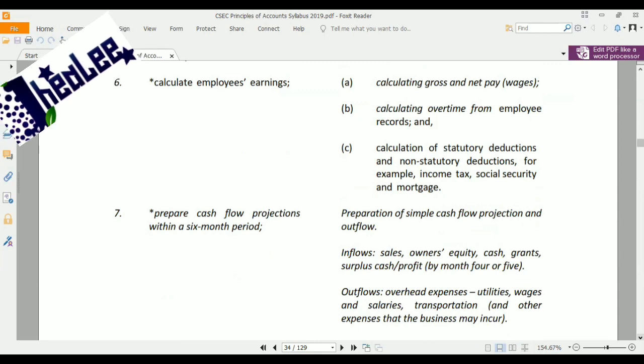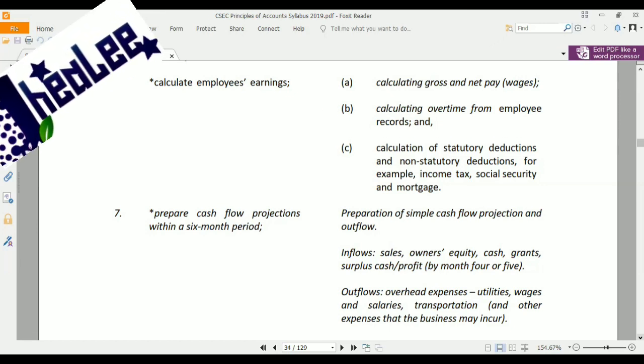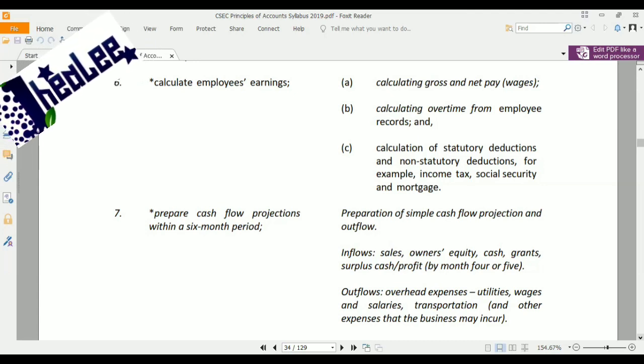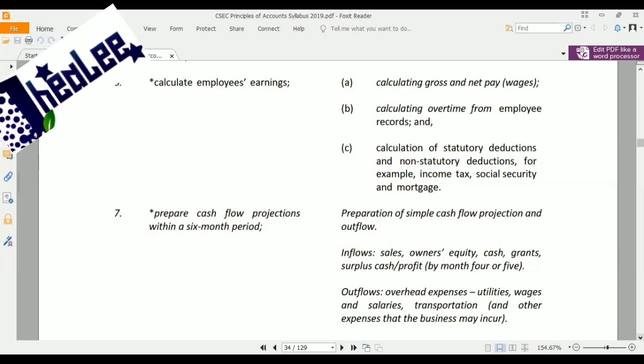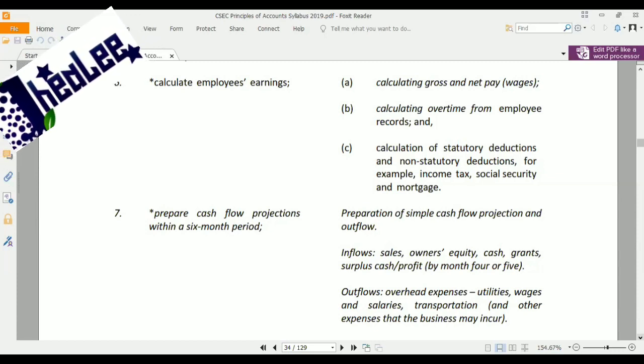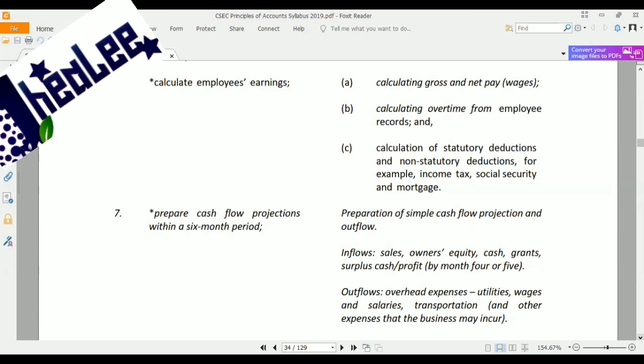Prepare cash flow projections within a 6-month period. And this is new on the syllabus. As I said earlier, for this, you can see this year's January paper, so January 2021 paper. If you don't have a copy of it, get a copy, right? What else can you use as your resource? You can use the Frank Wood Principles of Accounts for the Caribbean by Sheila Robinson and Frank Wood. And that is the 6th edition. The 6th edition has examples and instruction in how you can do the cash flow projection.